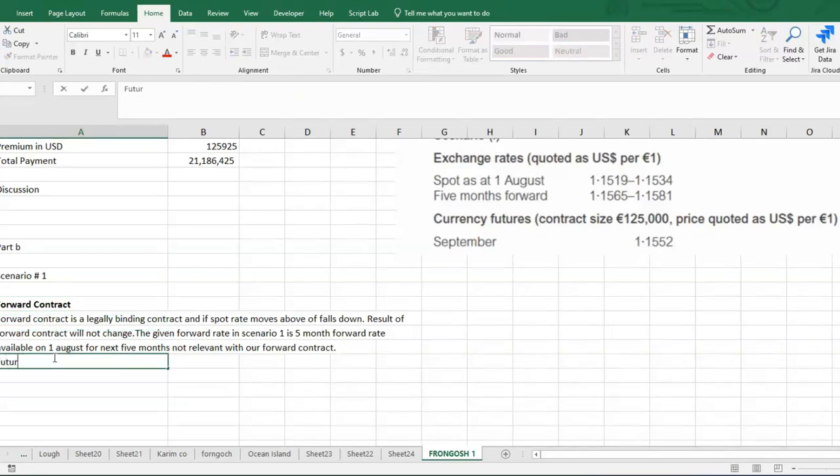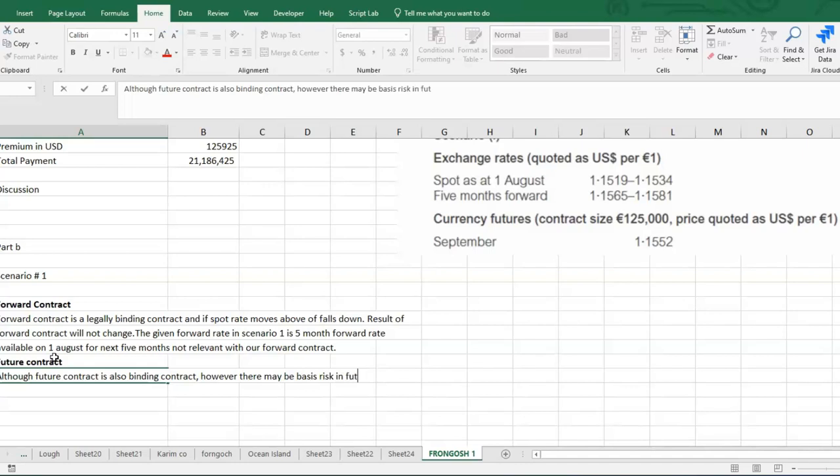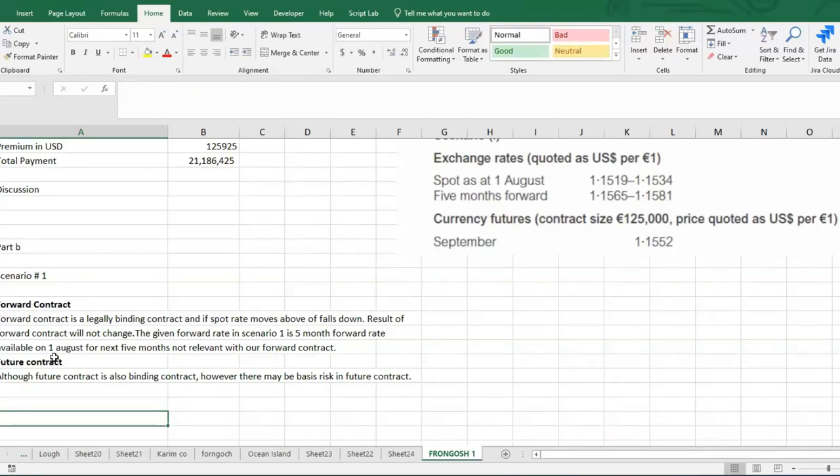Future contract. This is interesting. Although future contract is also a binding contract, however, there may be basis risk in the future contract. Okay, there may be a basis risk in the future contract. Right? Your idea. Right, yeah.